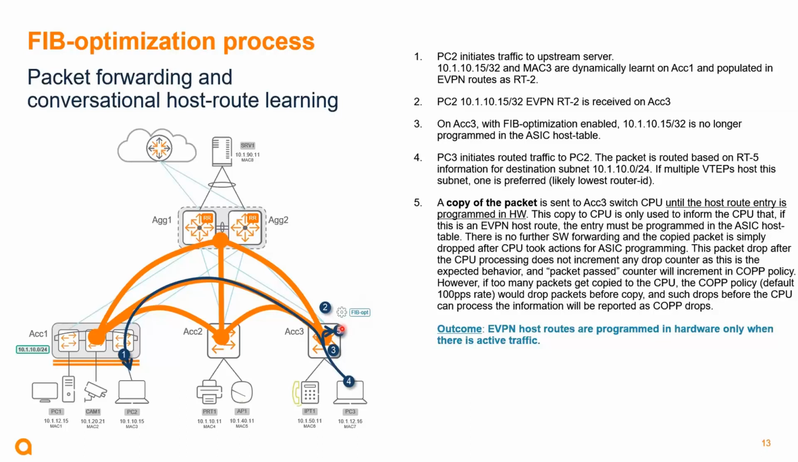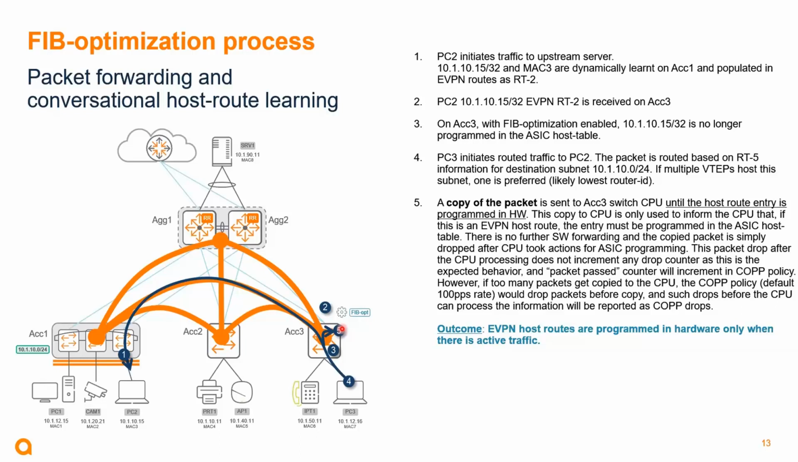This copy to the CPU has nothing to do with software forwarding. We won't duplicate any packet. There is no software forwarding. That CPU copy is purely to notify the CPU to take an action to program the entry into the ASIC. So after the CPU is notified, this packet is actually dropped from the CPU perspective. It's just a notification mechanism.